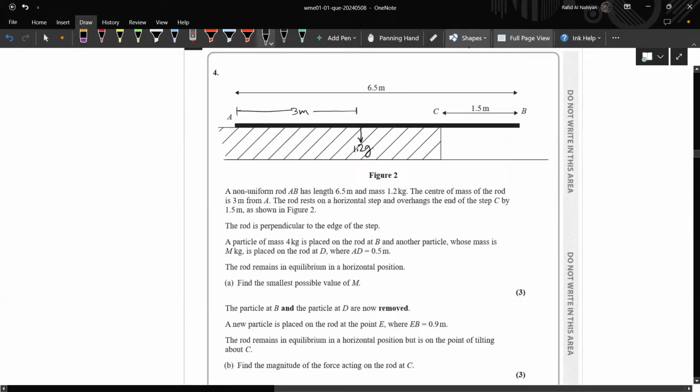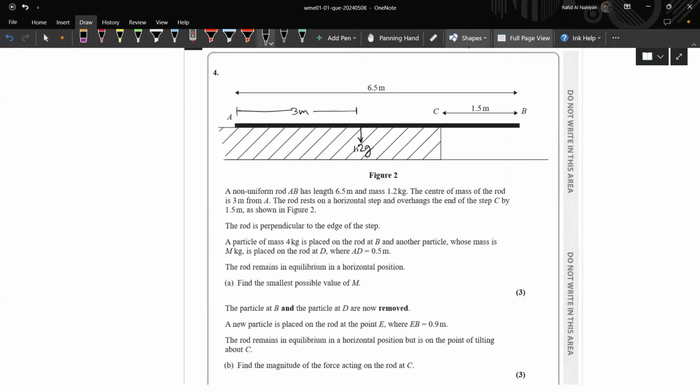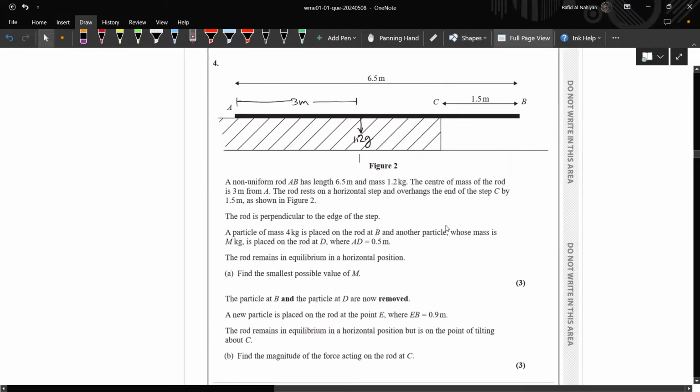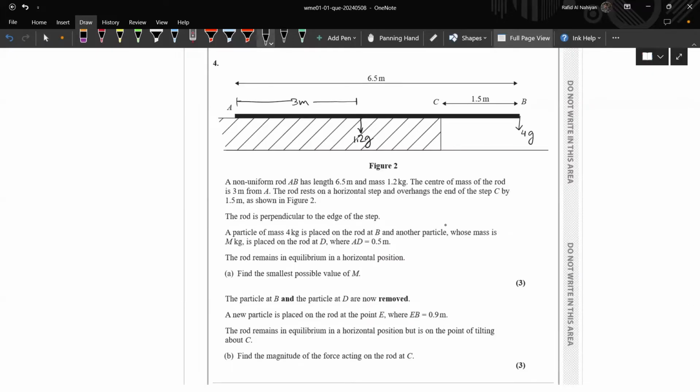The rod rests on a horizontal step and overhangs the end of the step C by 1.5 meters. The rod is perpendicular to the edge of the step. A particle of mass 4 kilograms is placed on the rod at B. So we have a force of 4g on the rod here at B, and another particle whose mass is m kilograms is placed on the rod at D.